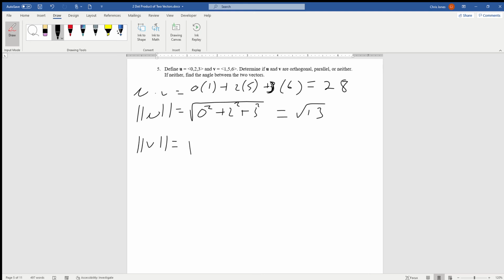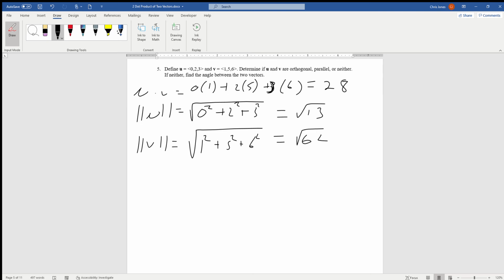Magnitude of v, 1 squared plus 5 squared plus 6 squared. Right. So that's going to be 37 plus 25. That's going to be, I think, 62. Or 26 and 36. Yeah, that's 62.